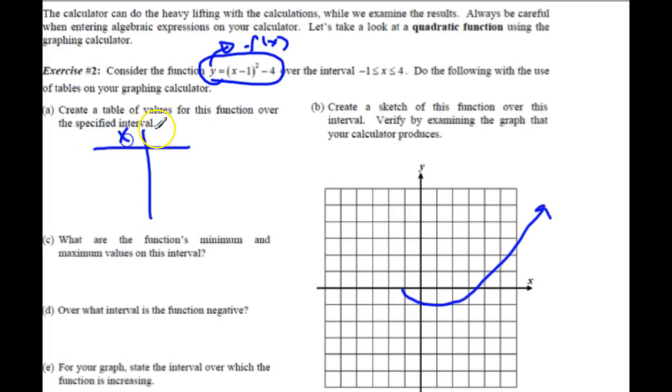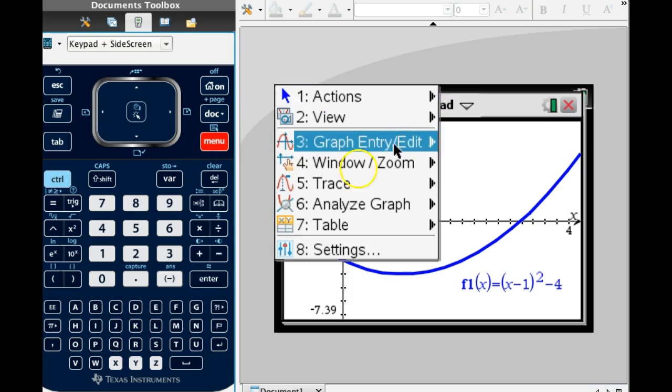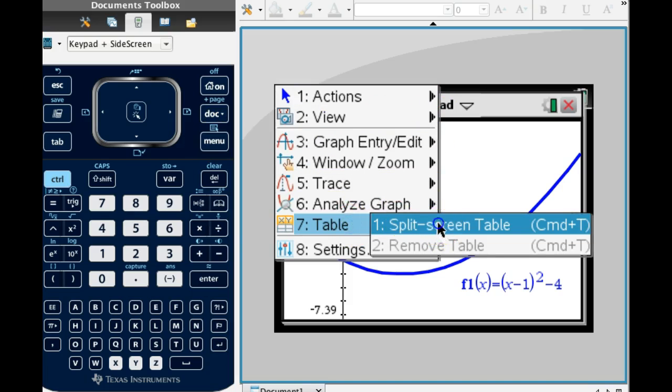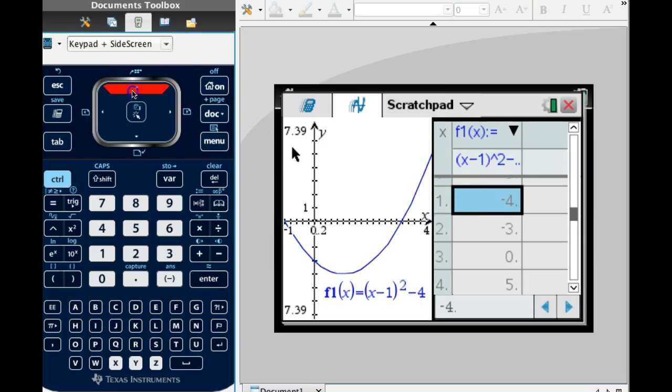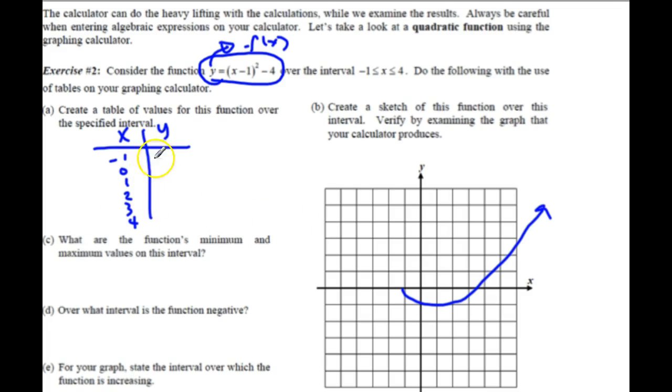So this is my x, this is my y: -1, 0, 1, 2, 3, and 4. Back to my graphing calculator, I go to menu, table, split screen. So I want to start at -1. At -1 it's 0.